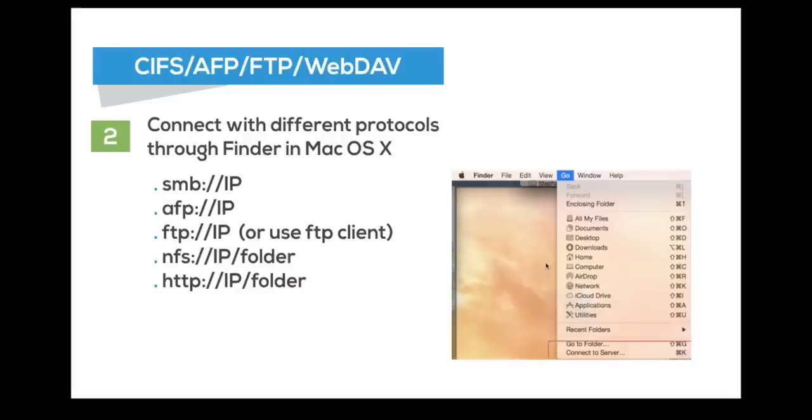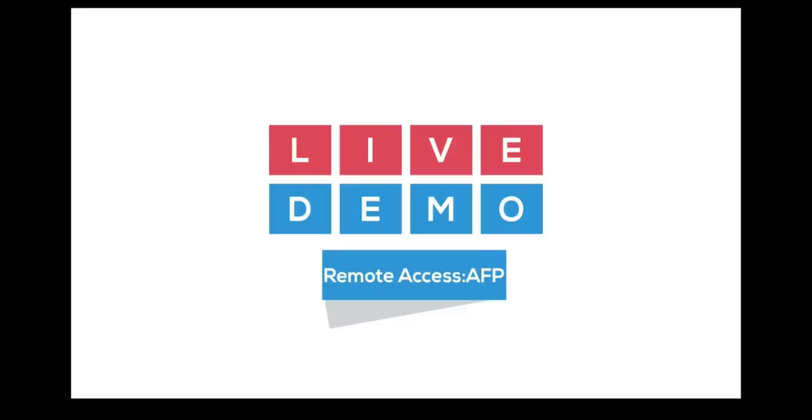And to connect to these protocols through Finder in your Mac, you would have to go to your Mac under Go, connect to server, and enter the following commands, such as SMB over here, /IP, and put in your IP address so you can connect to your NAS.